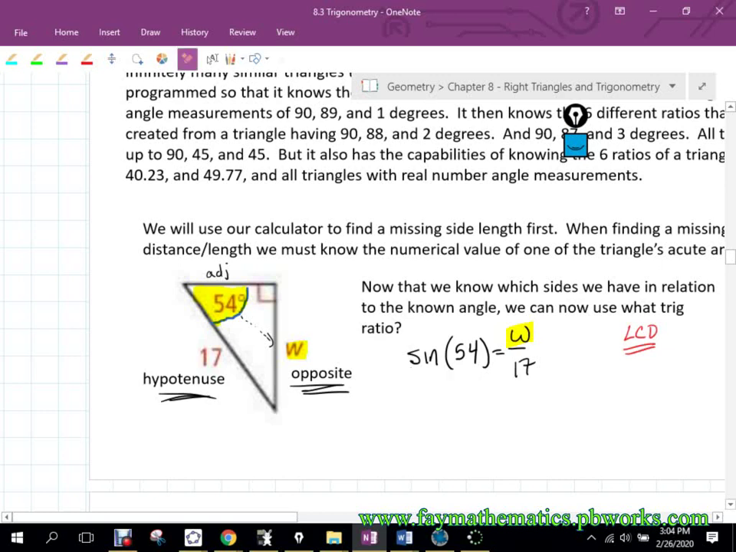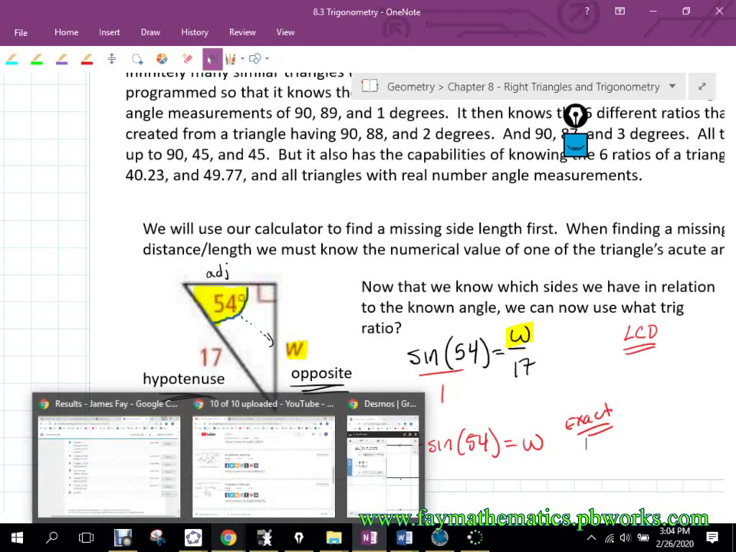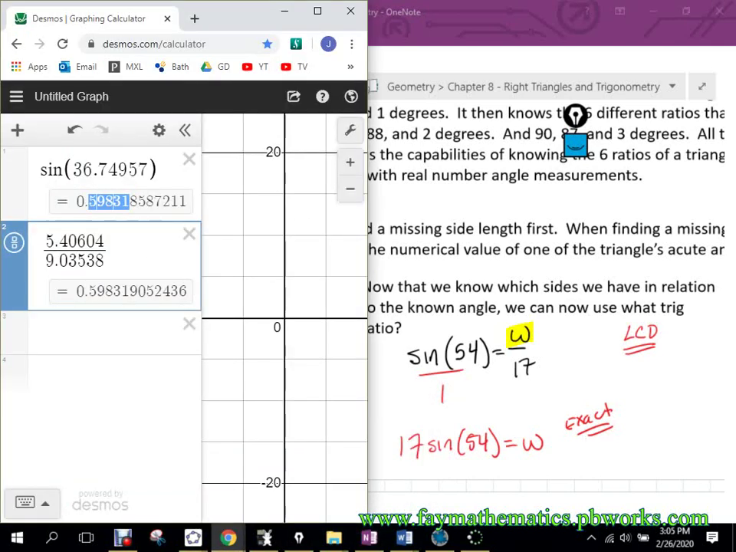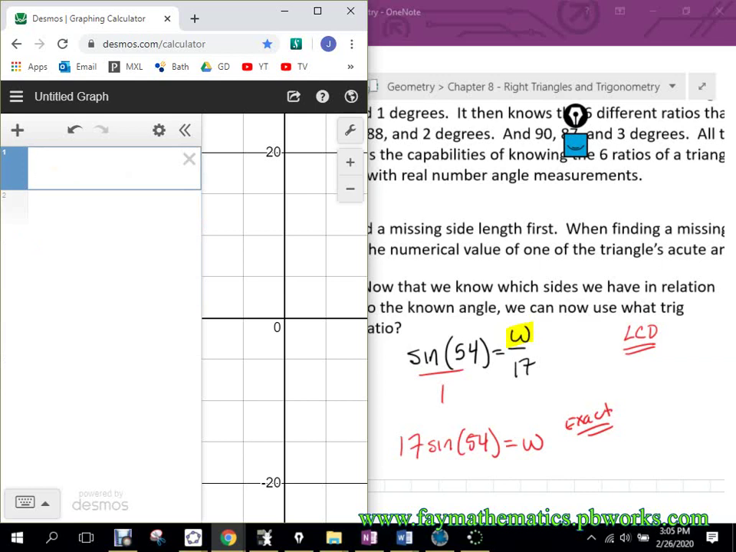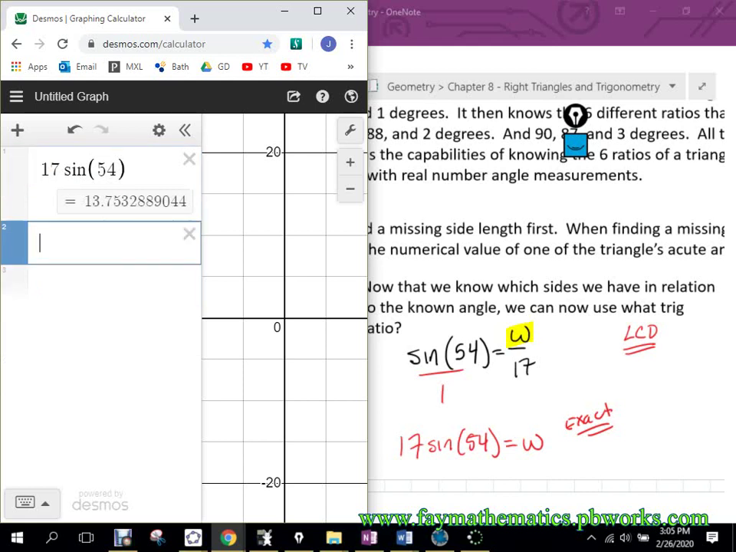And that LCD is 17, right? You can even cross multiply, it's a proportion. I'm going to get 17 times sine of 54 is equal to W. Okay? That's the exact answer. And this is what I was saying earlier. I'm not going to go to Lowe's and tell them, hey, I need 17 sine 54 feet of lumber. I'm going to grab my calculator, and we'll type in 17 sine of 54. And I get that number right there.